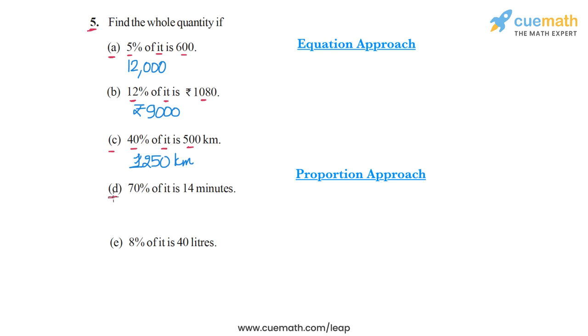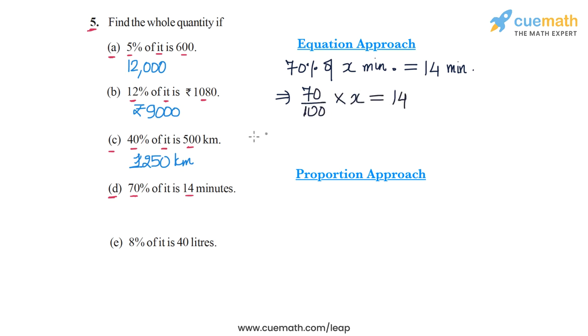In part D, the 70% of the whole quantity is 14 minutes. So in the equation approach, we write 70% of the whole quantity, which let's say is x minutes. So 70% of x minutes is 14 minutes. Okay, so this means that 70 by 100 of x, or 70 by 100 into x, will be 14. So from here, if we cross multiply 100 on the numerator and 70 into the denominator, we will get x equal to 14 into 100 by 70.